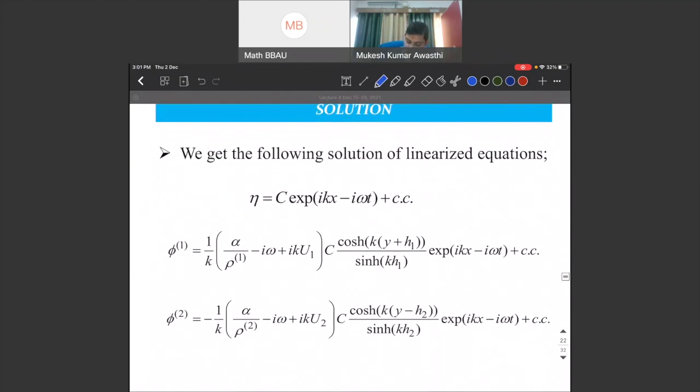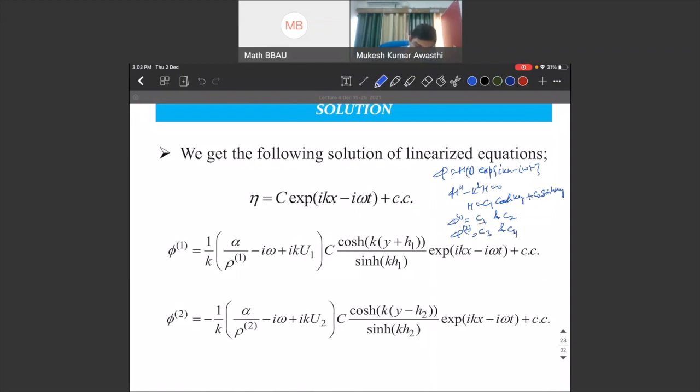Now the solution we have discussed earlier: we just take phi as h(y), because using the normal mode technique, exponential i k x minus i omega t, we'll get h double dash minus k square h equal to 0. So h will be c1 cosh ky plus c2 sinh ky. In case of phi 1 we have c1 and c2, and for phi 2, c3 and c4. There will be four constants.